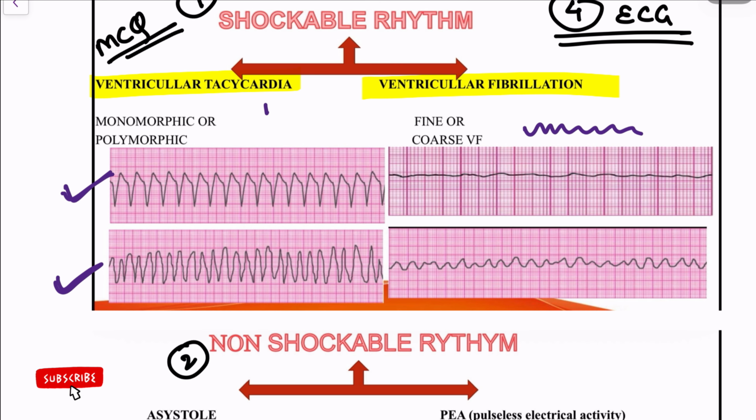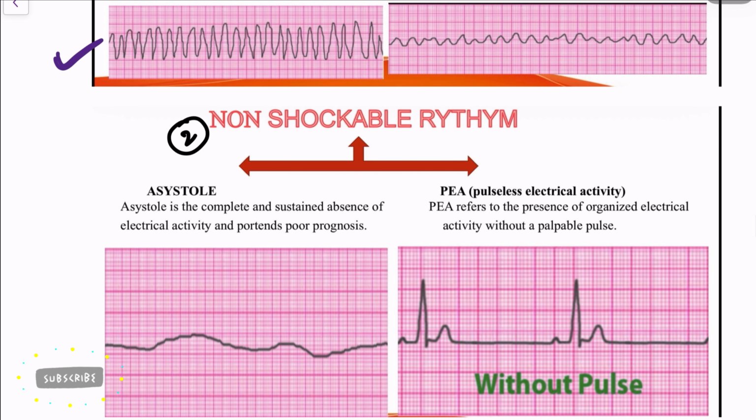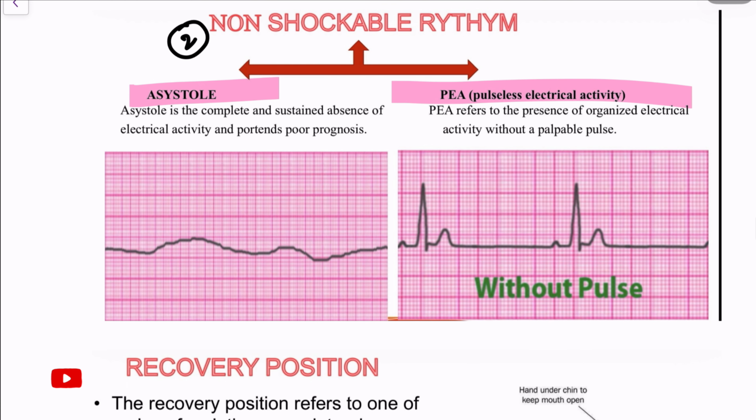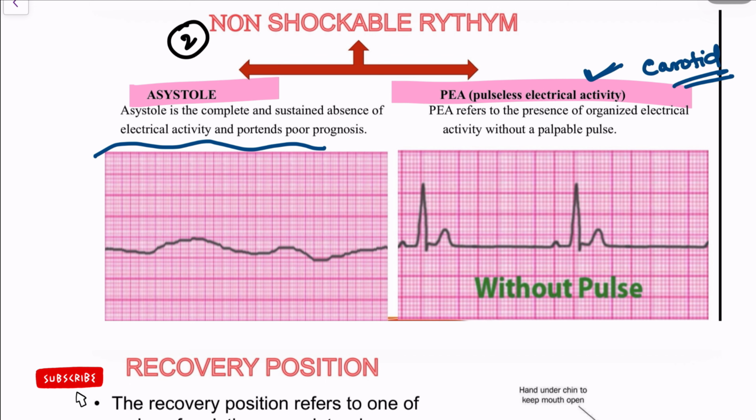In these 2 cases, you have to give the shock to the patient. And non-shockable rhythms are the asystole and pulseless electrical activity. Asystole means there is no electrical activity present, like this. This is an asystole. And pulseless electrical activity means you cannot palpate the pulse. In the carotid, we do not get the pulse, but there is an electrical activity present in the ECG. This is known as pulseless electrical activity.